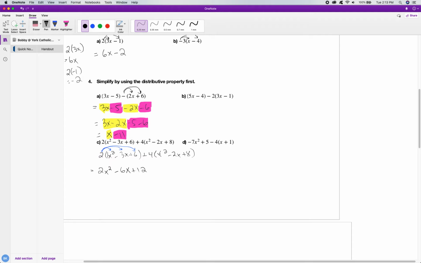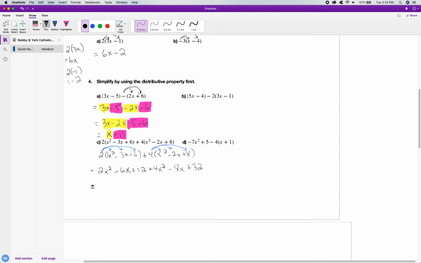Now, over here, it's not done. I have more of it. So I need to multiply, multiply, multiply. 4 times 1x squared. Remember, there's an imaginary 1 there. So 4 times 1 is positive 4, because this is positive 4. So positive 4x squared. There's no x here, so that x squared stays the same. 4 times negative 2 is negative 8. Again, nothing to change the x. So the x stays the same. 4 times positive 8 is positive 32.